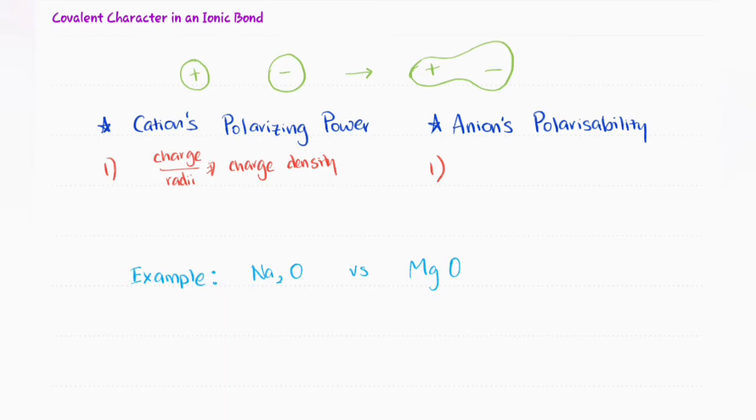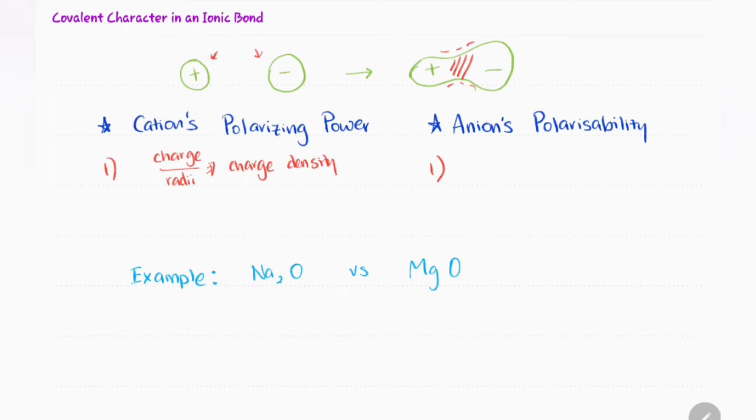So when there's a high polarizing power, it is capable of distorting. Distort, in layman's terms, means damage. So it distorts the electron cloud of the anion and pulls the electron cloud more towards it. Therefore, it kind of shares this electron density instead of just having it as two different entities.